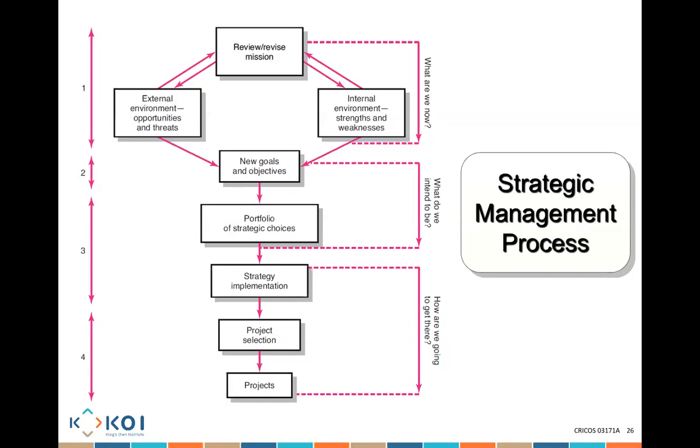When I know my goals and my objectives, I'll be able to select a portfolio of strategic choices. How are we going to get there? What are we actually going to do? A portfolio of things we're going to do to be able to reach our goals and objectives. And finally, we need to implement it. We need to get the right project selection. We need to implement those projects. We need to implement a strategy.